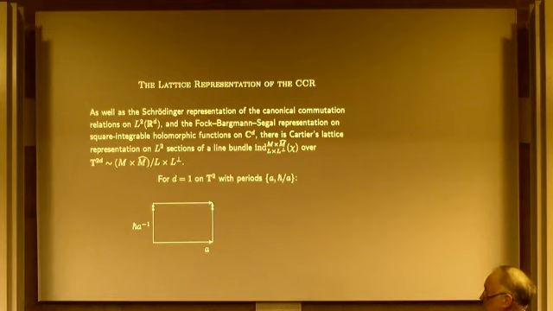But there's also a lattice representation due to Cartier, which takes place on L2 sections of a line bundle over the torus of the phase space, of double dimension. And it arises by taking the classical phase space and factoring out not just by the crystal lattice, but by the reciprocal lattice as well. I don't know why that isn't more used in solid state theory, but at least here it's useful motivation.